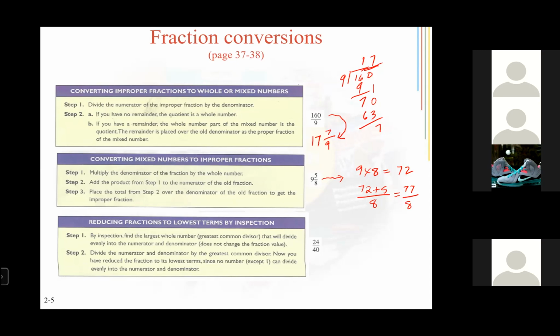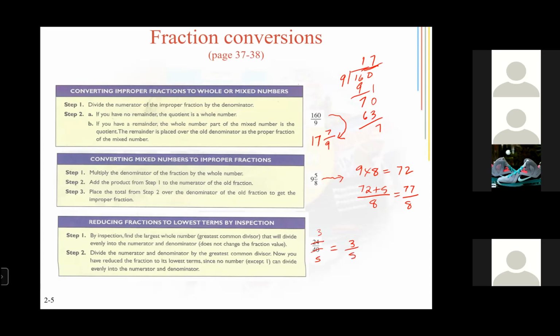We have to find out what is the greatest common divisor. Okay. So I think the greatest one is 4. No, I think it's 8. 8, okay. Yeah. 8 would be the greatest number that could divide both of them. So if you divide 24 by 8, you get 3. And 40 by 8 is 5. So your simplest form is 3 over 5.